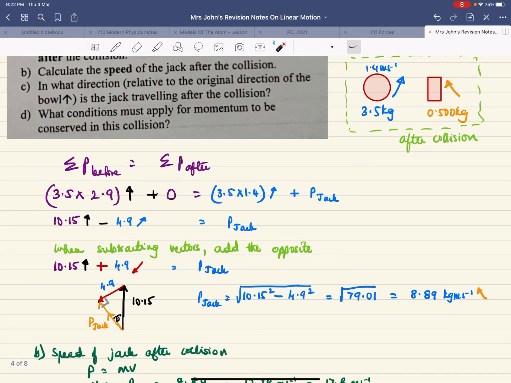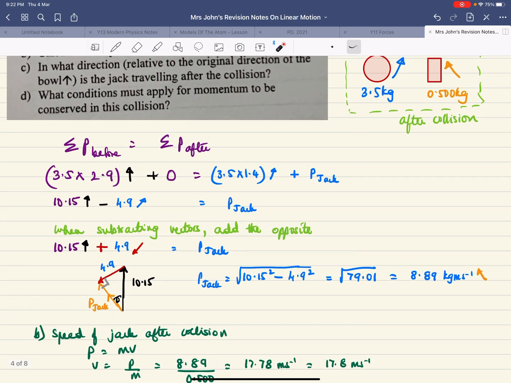So now you're adding these two vectors. Vectors are added head to tail. So this is my black line, that's the head, and then the tail of this joins the head of that, and the resultant always goes from start to finish. So that's the resultant, and that's the way the jack is going. And then in order to get the momentum of the jack, this is a right angle, so there's your hypotenuse. So this one is 10.5 squared minus 4.9 squared, and you end up with 8.89, and that's the direction of the jack, which is the same as this. So they're the same there.